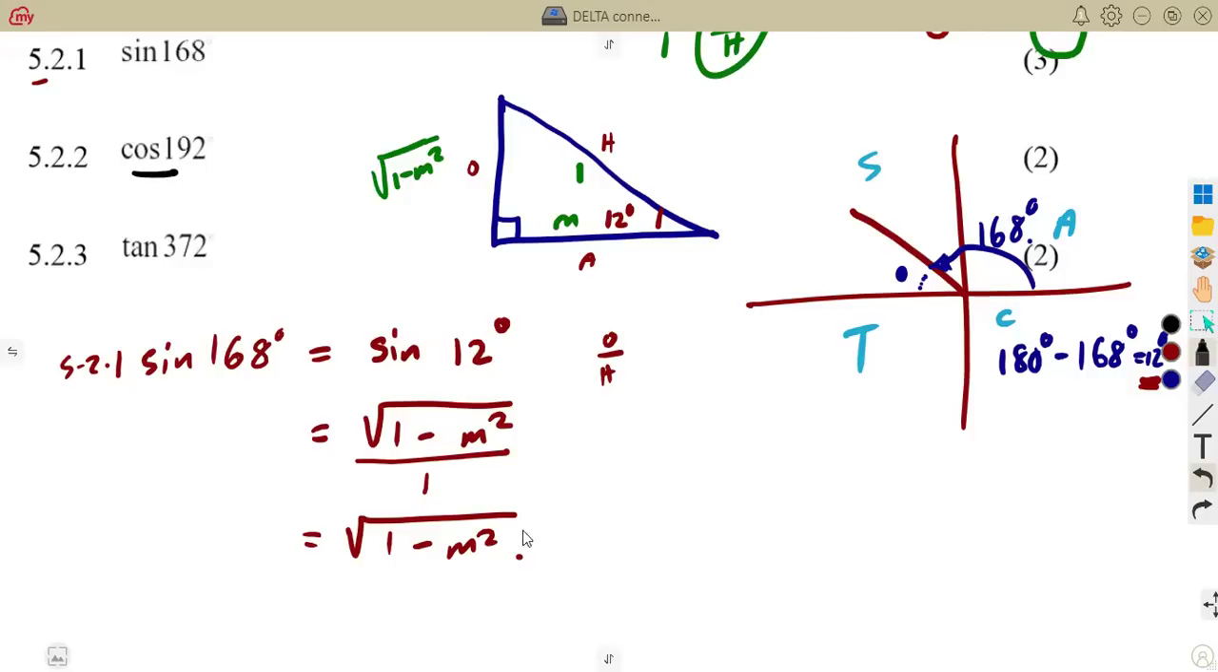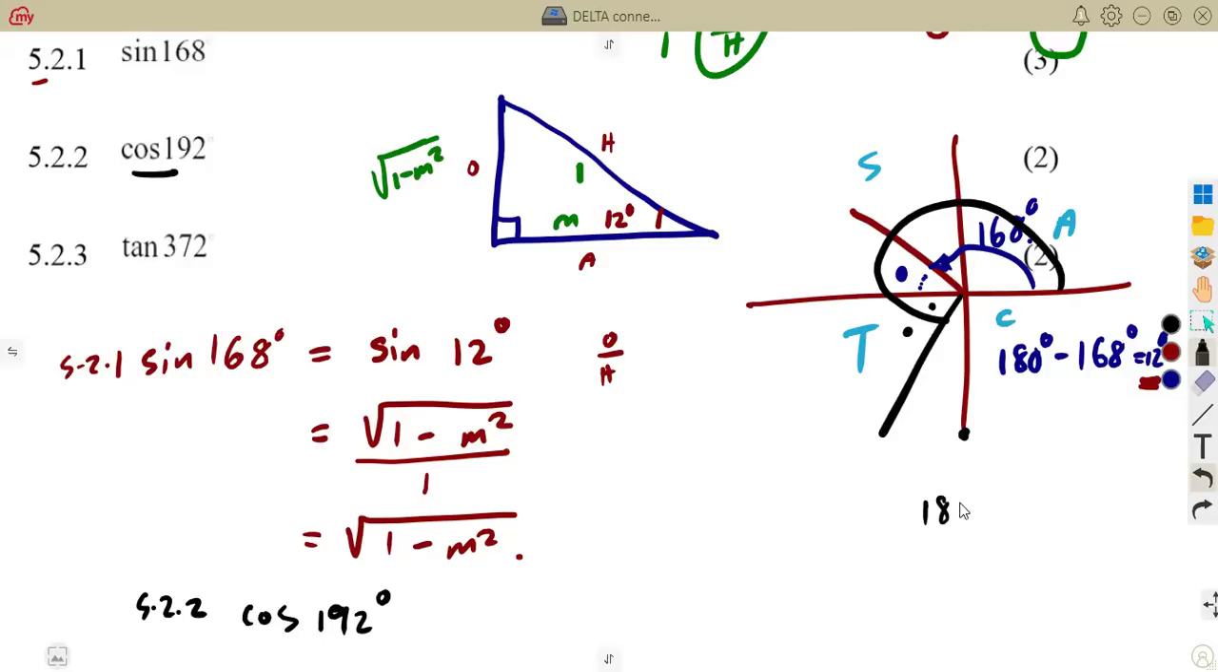The cos of 192, you have to first figure out where this 192 lies. Which quadrant is it? 192 is more than 180, so it lies in the third quadrant here. Less than 270. So we need the acute angle in the third quadrant. How do you find the acute angle? It is going to be 192 minus 180. You find the acute angle, which is 12 degrees.